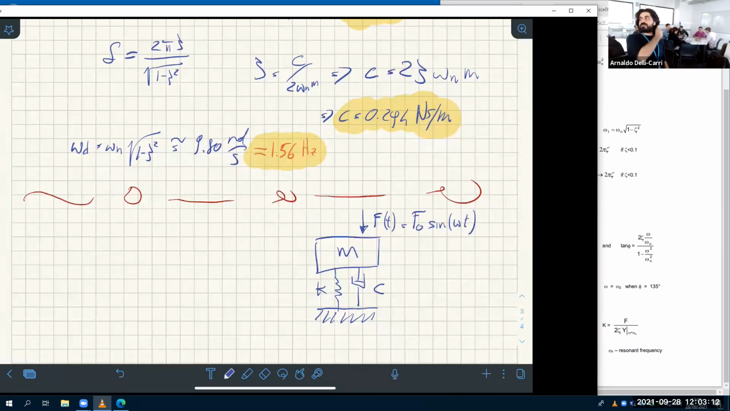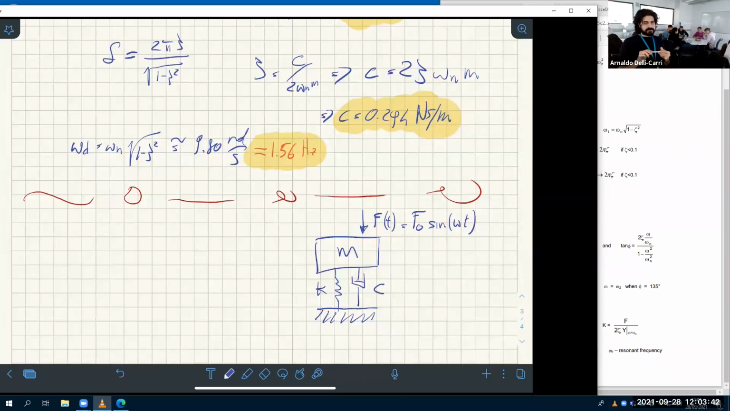Notice I am using omega, I'm not using omega n. Omega n is a property of the system. As long as it's got k and m, omega n is defined in place. It's a property of the system. Omega is the frequency, the pulsation of the external force, which can be anything.